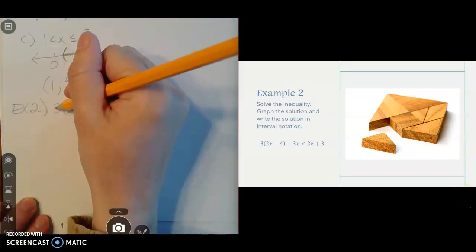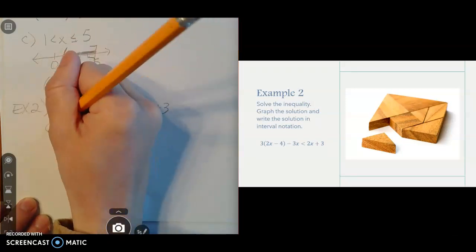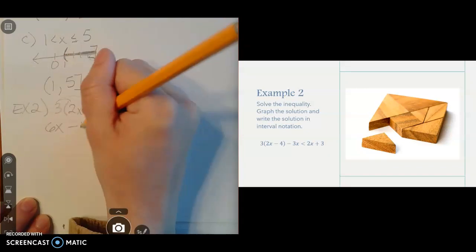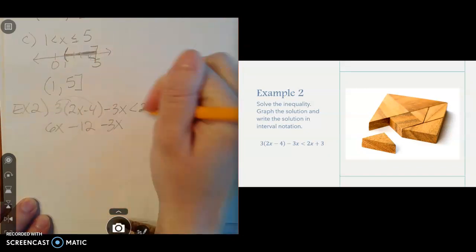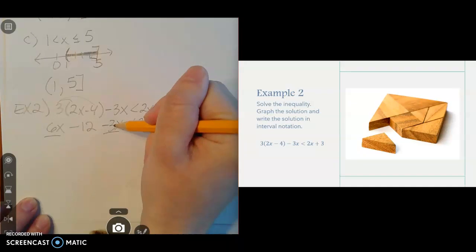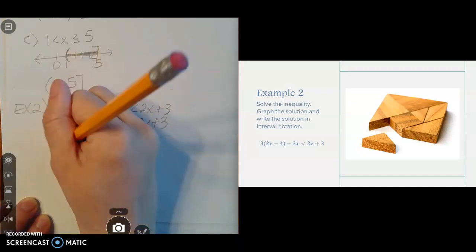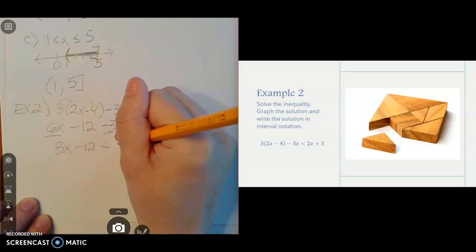So if I distribute on this side, 3 times 2x is 6x, 3 times 4 is 12. We also have a minus 3x over here that we will deal with in just a minute. And then we can combine like terms on that side. 6x minus 3x is 3x. So we have 3x minus 12 is less than 2x plus 3.